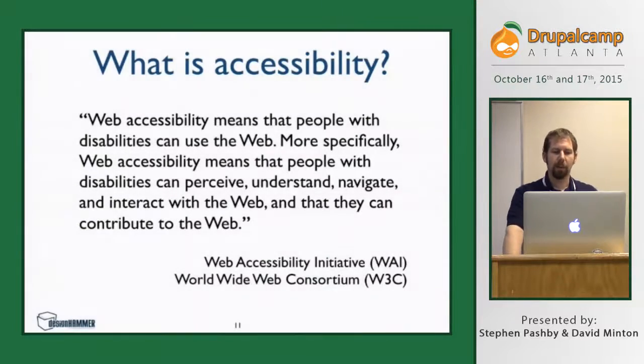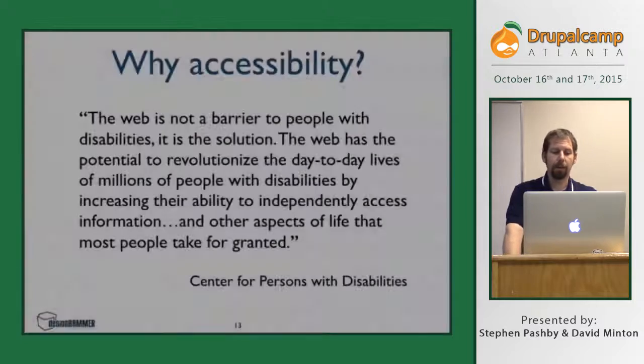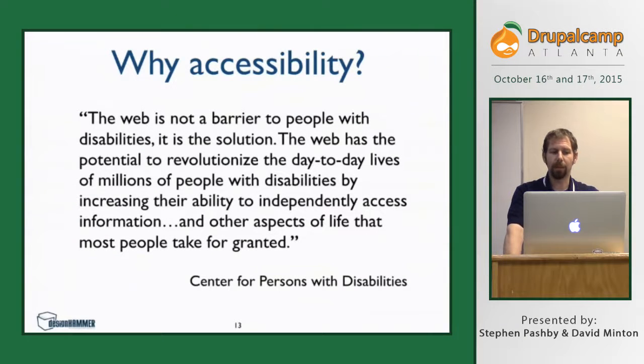So, web accessibility means people with disabilities can use the web. More specifically, web accessibility means people with disabilities can perceive, understand, navigate, and interact with the web, and that they can contribute to the web. So, why should you care about this? Well, the Center for Persons with Disabilities points out that the web is not a barrier to people with disabilities, it is a solution. The web has the potential to revolutionize the day-to-day lives of millions of people with disabilities by increasing their ability to independently access information and other aspects of life that most people take for granted.